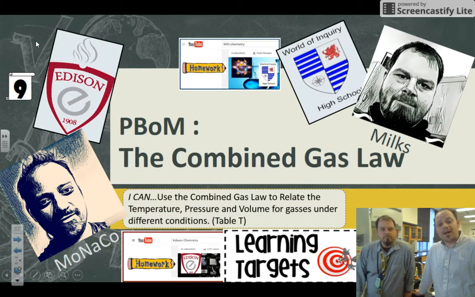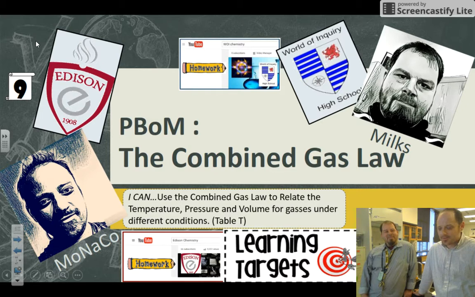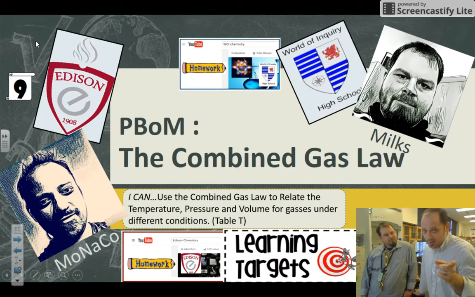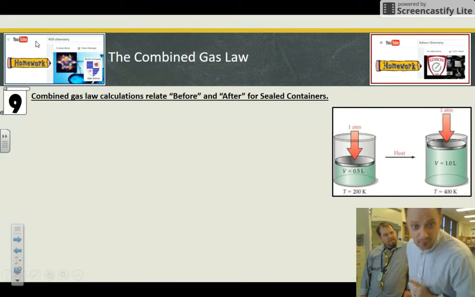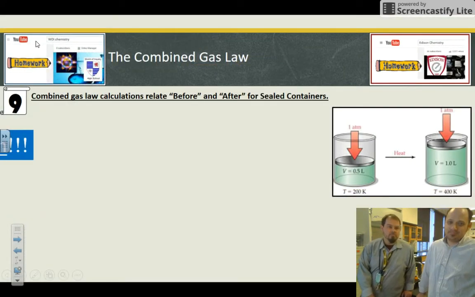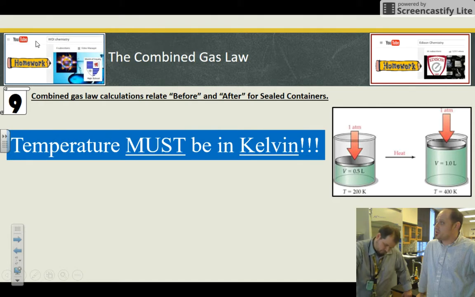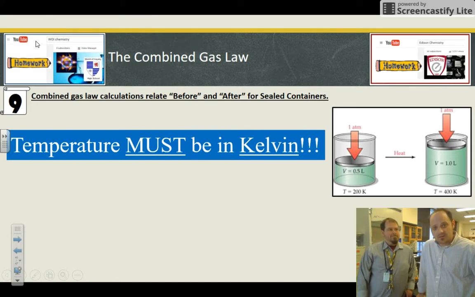So, the combined gas law. Math, I love it. I'm gonna let him do math. I hope he does it slow enough for you to follow along because he's amped on coffee right now. Yes, and I will do it both ways. But first, temperatures during the combined gas law always have to be in Kelvin.